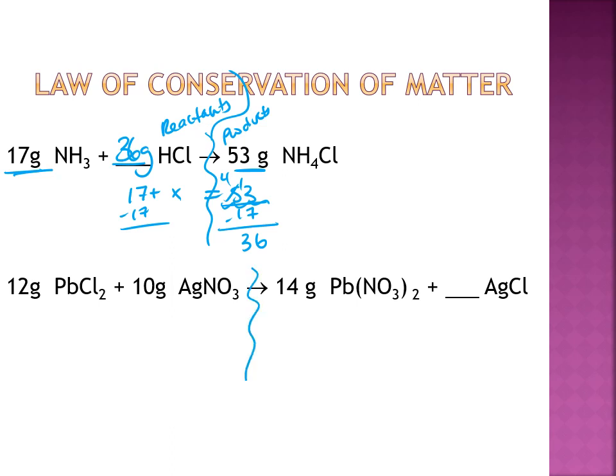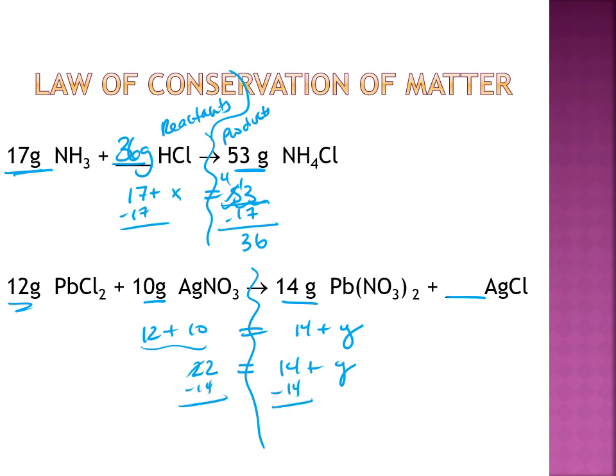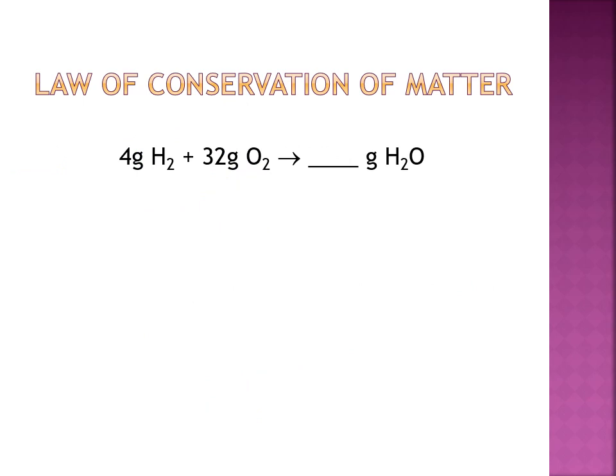Let's do this next one together, and then on the following screen, you're going to do it on your own. So this one, again, we're just going to take the two sides and combine them, 12 plus 10. We're going to combine everything on the other side as well, 14, and let's pick Y today. Combine your like terms, so much algebra. That's 22 on the left in the reactants, and then I have 14 plus Y on the right in the products. Solve for Y, subtract 14 from both sides, and it looks like we're going to get 8 grams of silver chloride. This one is yours to do on your own.